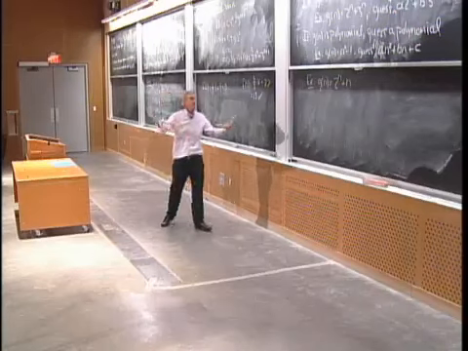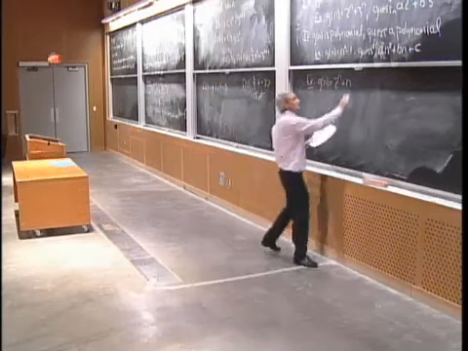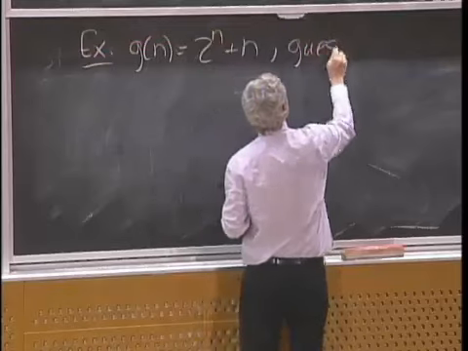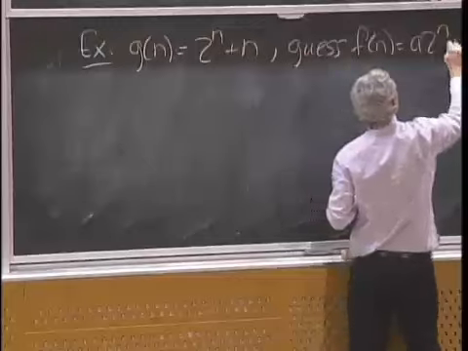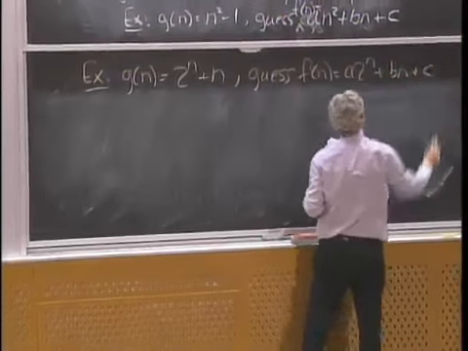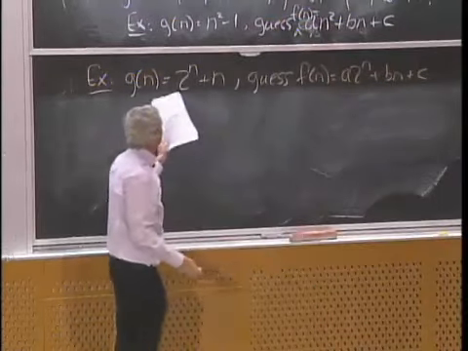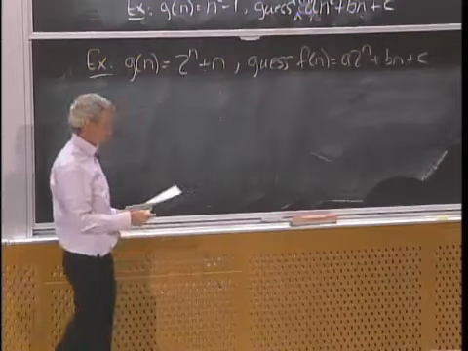Yeah, guess each one separately, add them together. So you're going to guess f of n equals a times 2 to the n plus bn plus c. All right, because you take the guess for that plus the guess for that.